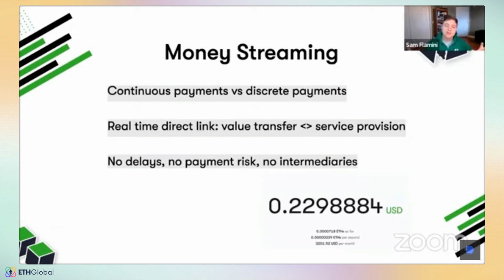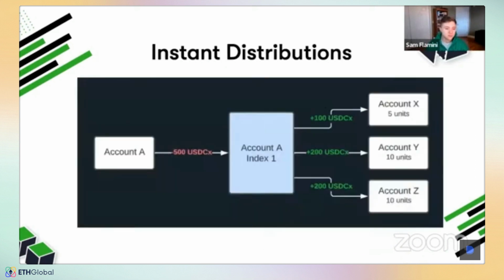That's not fair. There should be a direct link between the value you provide me and the payment I provide you over time, right? That's the idea, and it's all on chain, so it's all visible, and there are no intermediaries either. The second one here is instant distribution.